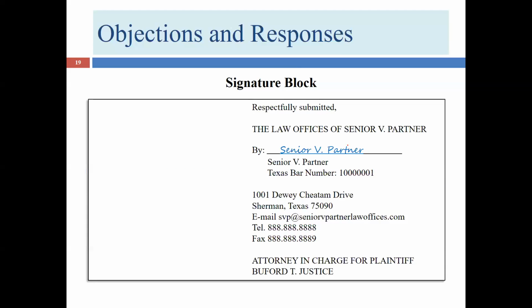Obviously, it's going to have a different attorney here because we're on the other side now, but it's going to be a similar structure. We're going to have the name of the law firm, the name of the attorney, the bar number, and the street address of the law firm. We're going to have an email address, a telephone number, a fax number. And we'll also have a listing of who this person is representing in the matter.